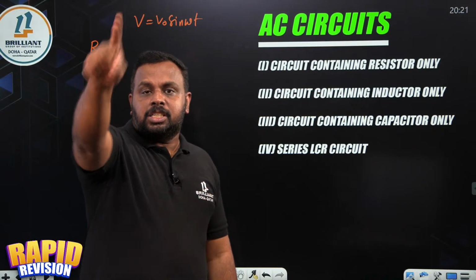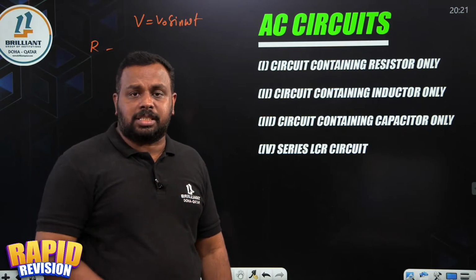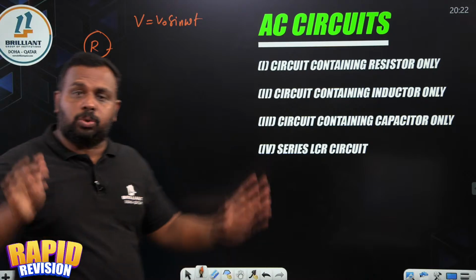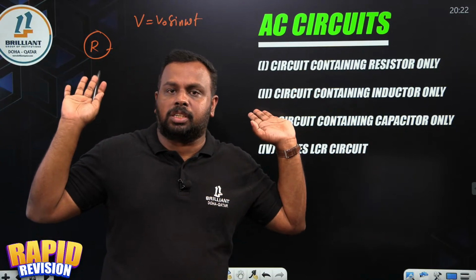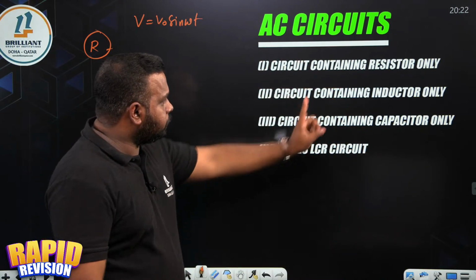Same phase. Yes. So in a circuit containing resistor only, current and voltage are in the same phase, and in that circuit, what is the total resistance of the circuit? It's R only, just R. Total resistance of the circuit is R.